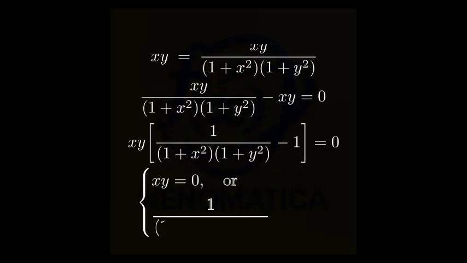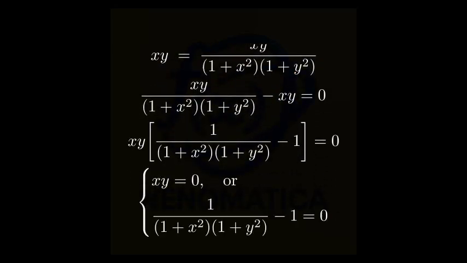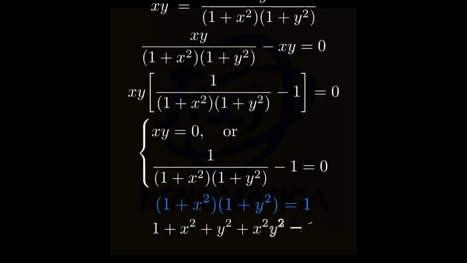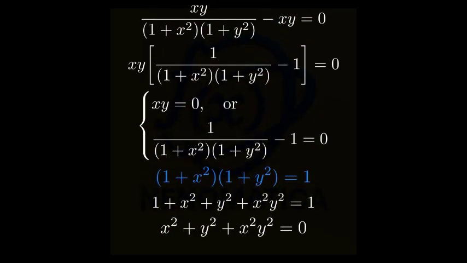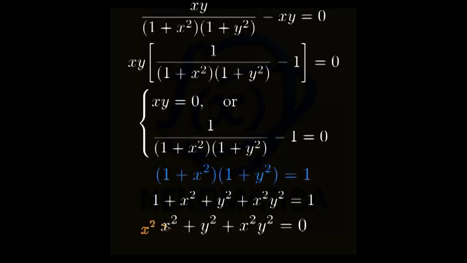Step 4. A product equals 0 if, and only if, at least one factor is 0. So either xy equals 0 or the bracket equals 0. Step 5. If the bracket equals 0, then the reciprocal equals 1. That means the product of 1 plus x squared and 1 plus y squared equals 1.